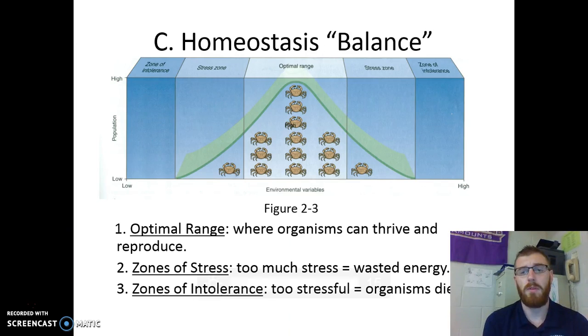Most of you should remember homeostasis, which is simply a balance between things. Not good, not bad, but we're right in the range where we want to be to support life. That would be the optimal range. And then there's the zones of stress and the zones of intolerance. You can see those here. As you move out of this optimal range, where most of the organisms have the ability to survive, moving down into here, you start to see less and less.